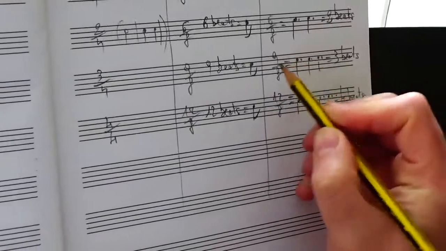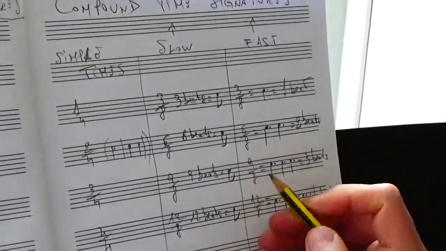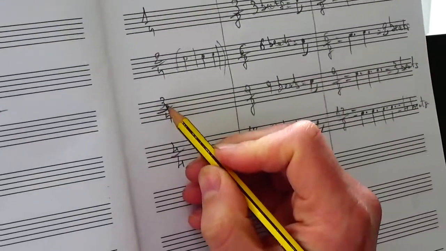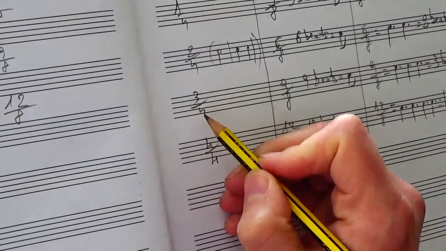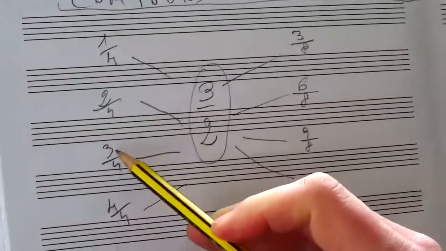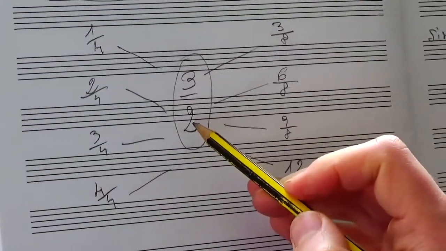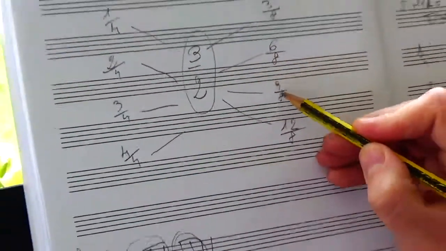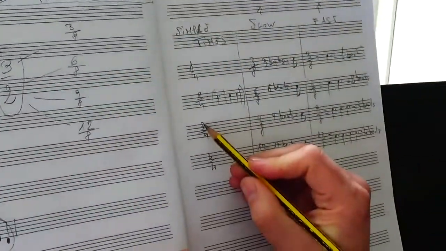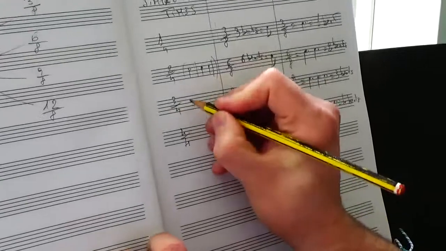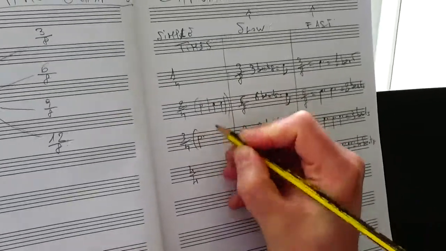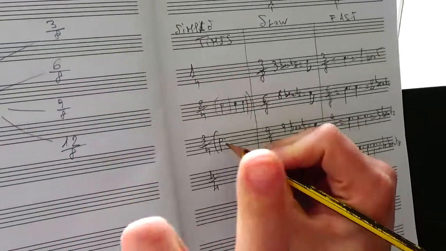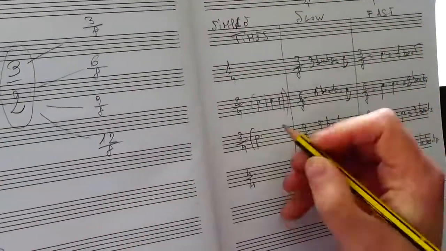So indeed, going back 1 second to the 9-8. So why 3 beats? It is derived from the 3-4. As you remember, we have multiplied 3-4 by 3/2, and indeed, you see, 3-4 comes the 9-8. Indeed, 3 counts here are divided in 2 equal parts, in 2 half counts, 1 and 2 and 3 and, in the simple time.